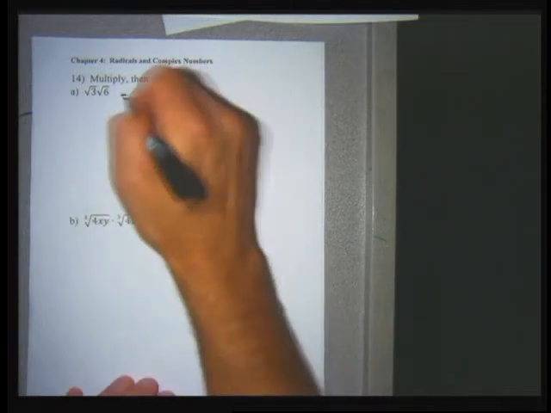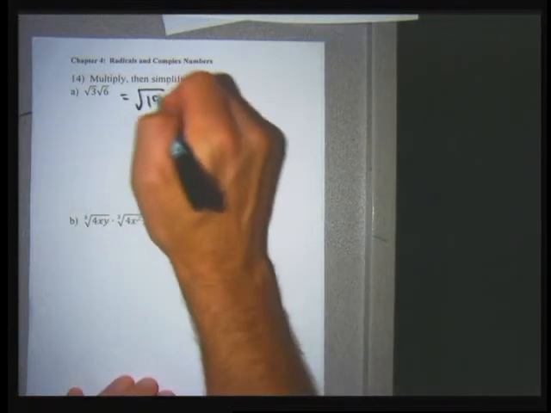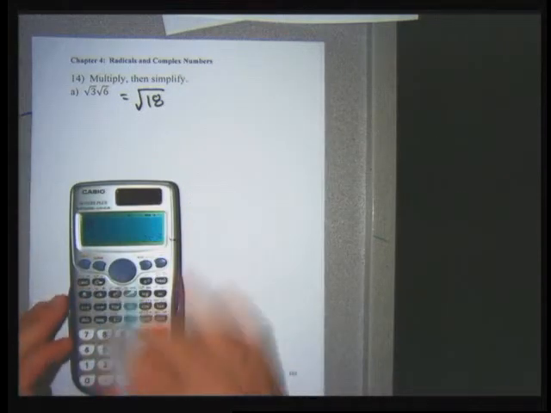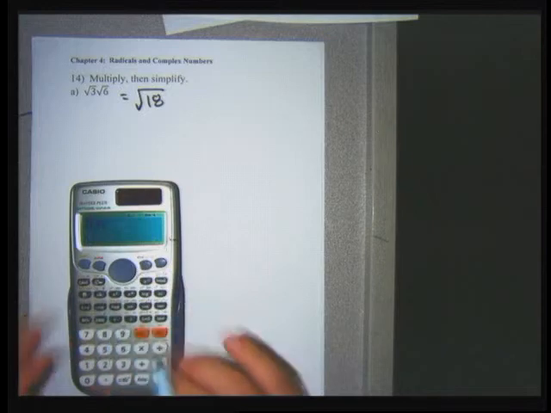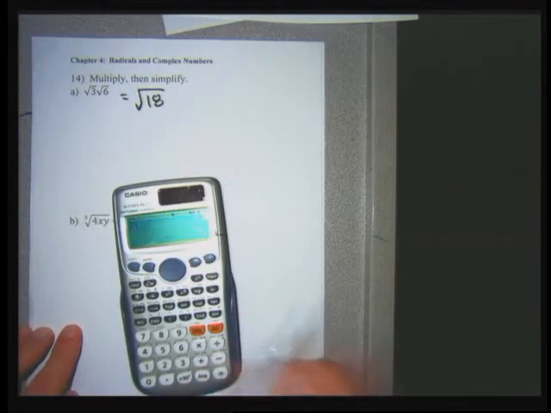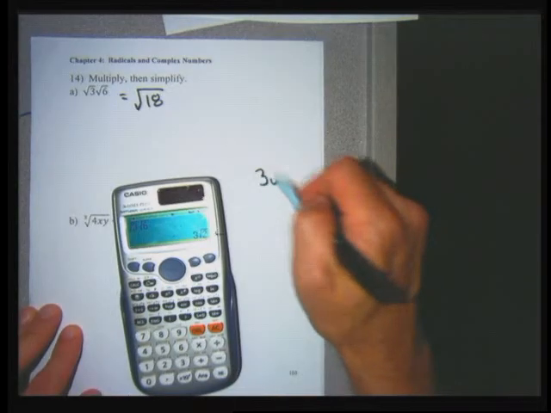For A, I can multiply them easily enough. The square root of 3 times the square root of 6 is the square root of 18. And then I could do this whole thing on my calculator. Square root of 3 and square root of 6 next to each other. The answer is going to be 3 square root of 2.